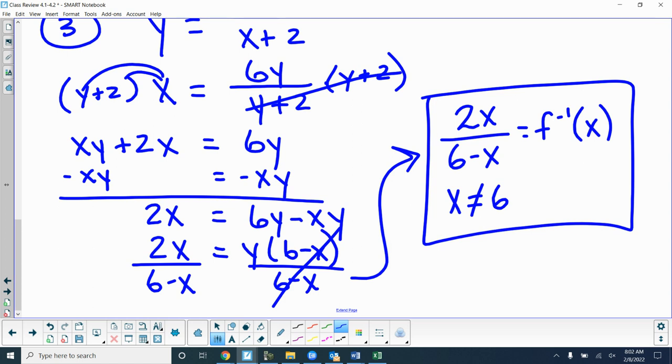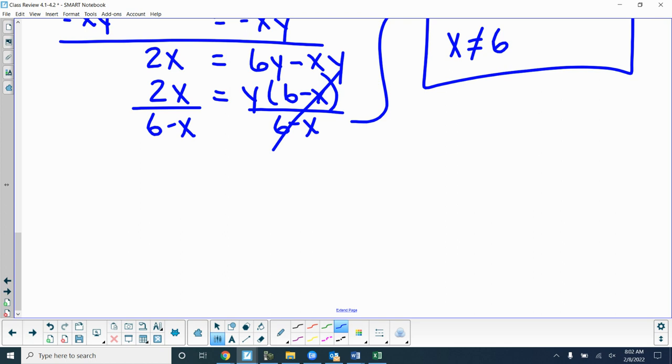So on 3 and 4, you're going to get 2 y's. So get the y's on one side and then factor out the y like a GCF. You're going to do that on both of them. No questions? We're good?